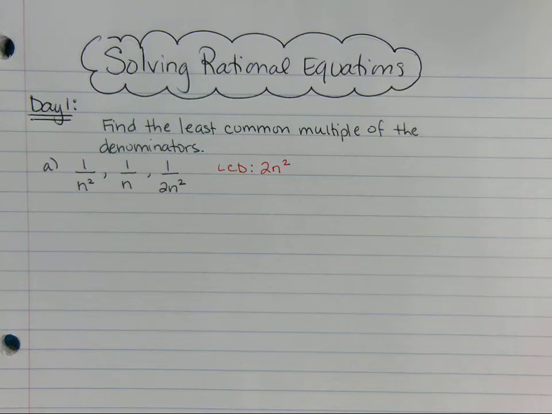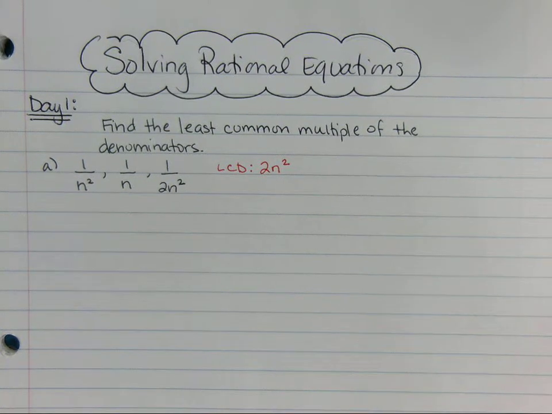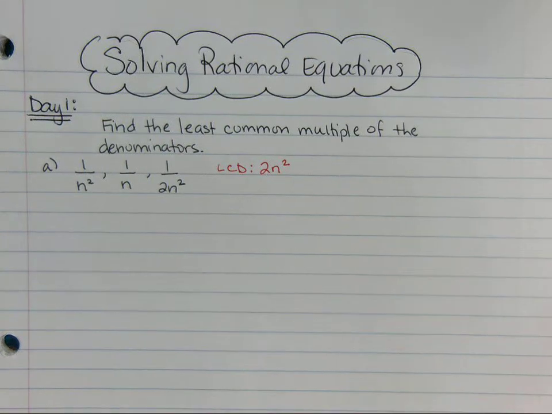You also don't want to have too much. If you use everything that you see, you're going to be multiplying by way, way more factors than you need. And you're going to end up creating numerators that are monstrously big that are unnecessary. So you want the smallest denominator possible that would get rid of everything.